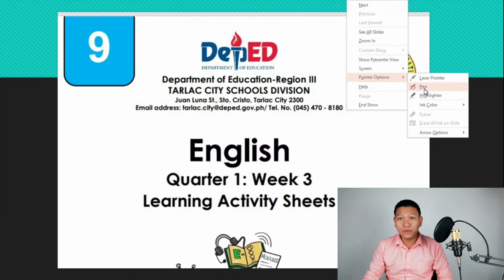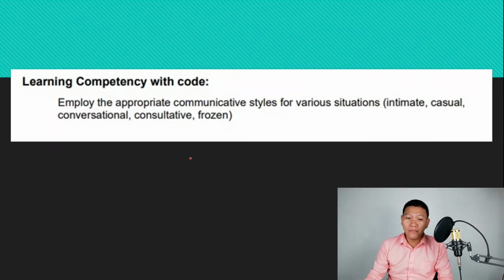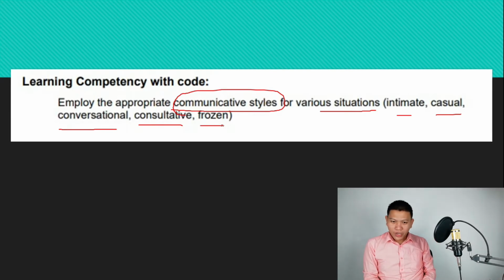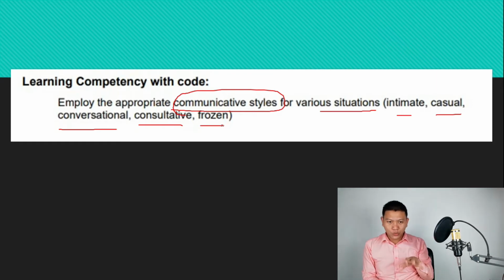Alright, so let us start our third topic or third lesson for the first quarter. So just like our previous lesson, English 9 quarter 1 week 3 is a learning activity sheet. For this week, our learning competency is employ appropriate communicative styles for various situations: intimate, casual, conversational, consultative, and frozen. So the key terms are communicative styles, situations, intimate, casual, conversational, consultative, and frozen.